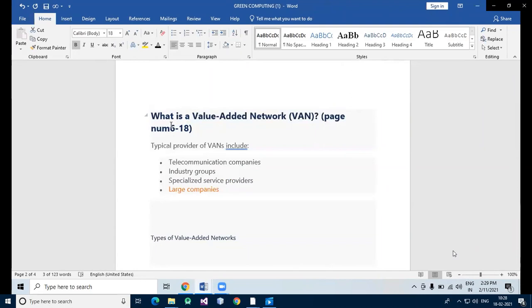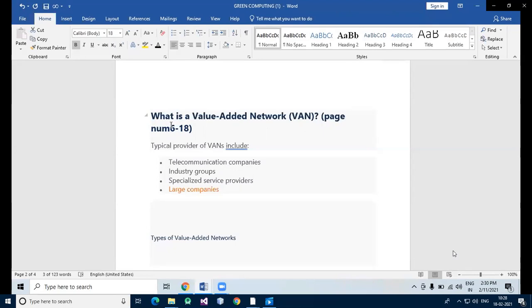So a value added network. Here, a value added network is a private network provider hired by a company to facilitate EDI and provide other network services like message encryption, secure email, and so on. A value added network is used by businesses to exchange information among each other. The main goal of a VAN, that is a value added network, is to facilitate electronic data interchange, EDI, between businesses.